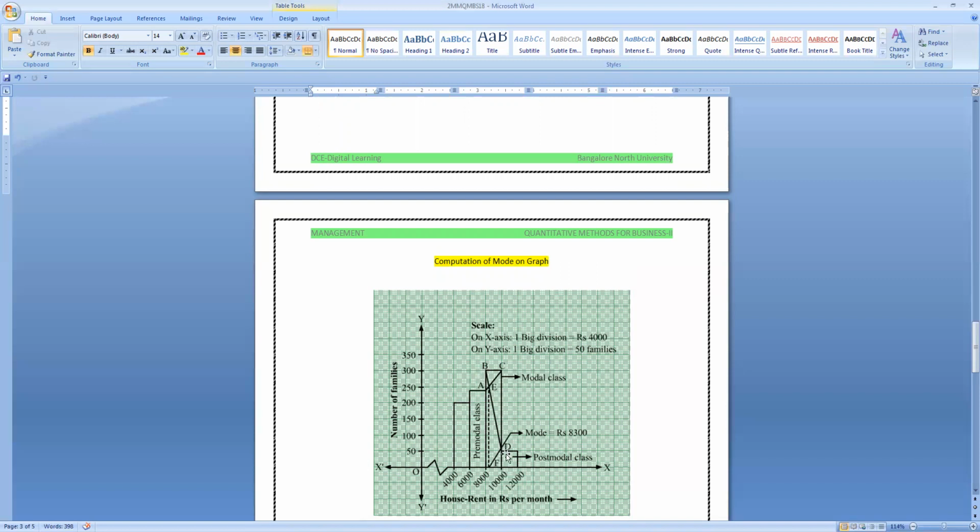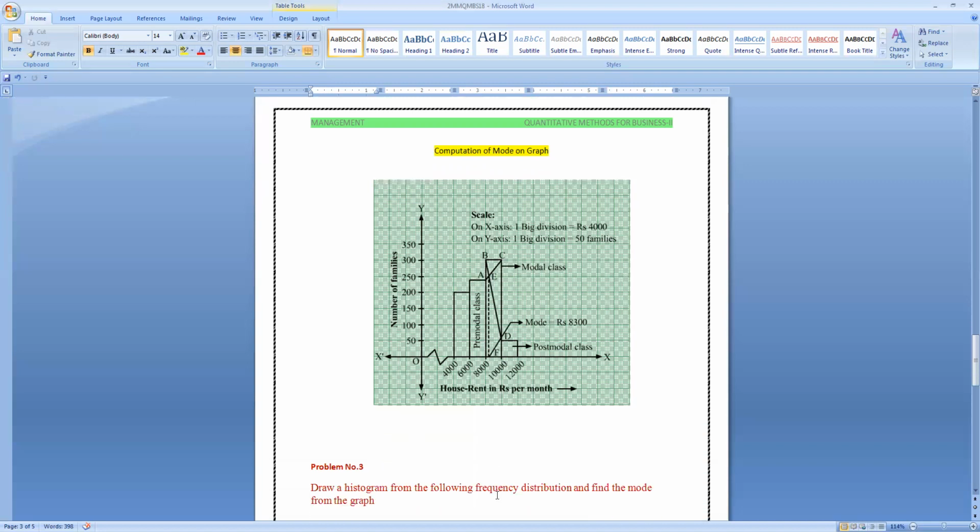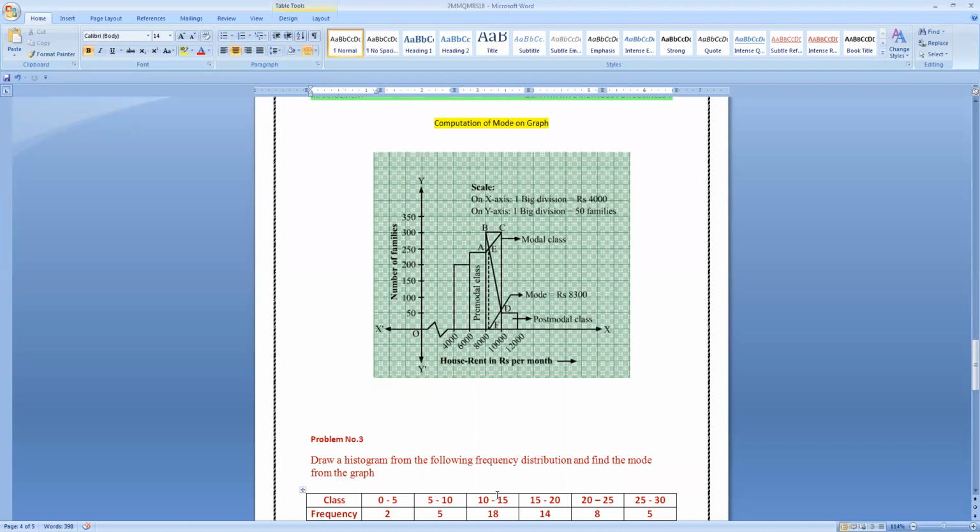Now we have to draw a line from the top left corner of the modal rectangle, sloping downward to the starting point of the next rectangle, and similarly from the top right corner of the modal rectangle to the end point of the previous rectangle, forming an X. Then we join the center points and get where the lines intersect. We have to draw one more perpendicular line, which will show the value of mode here. This is how we construct the mode value on a histogram.